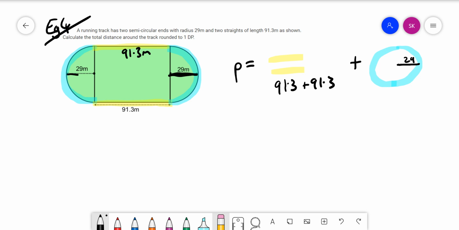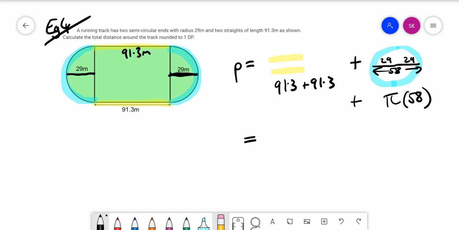The radius of the other semicircle is 29. So what's the diameter overall? It's double 29. The total diameter is 58 meters. And so this time we're not even finding a fraction of the full circumference. It is just the full circumference because it's all the way around the blue highlighted bits, which is therefore circumference is the distance around a circle. How do you find it? Pi times d is pi times 58. So now I'm going to add in my calculator 91.3 plus 91.3 plus 58 pi.